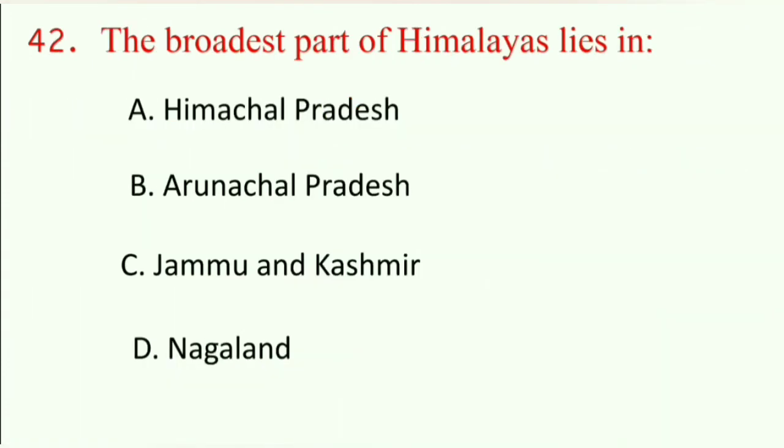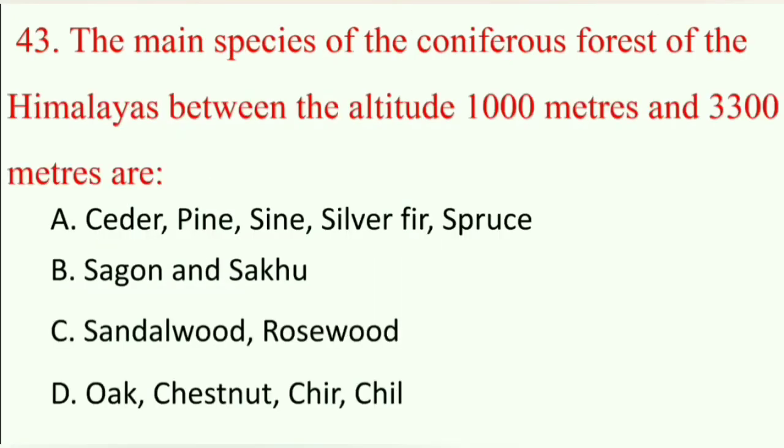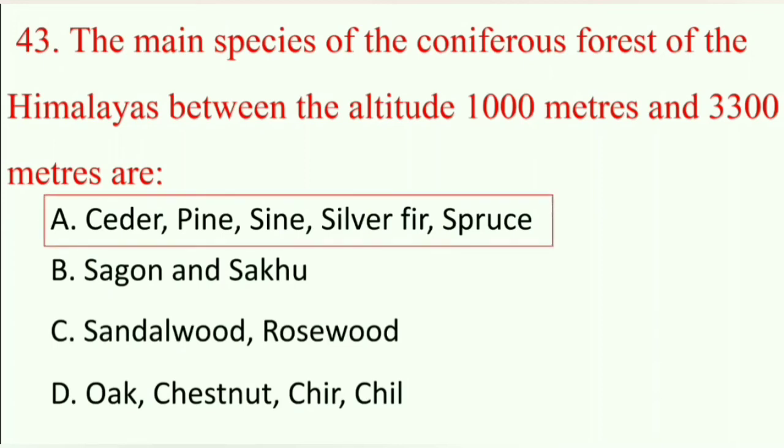Next, the broadest part of Himalayas lies in, answer: C. Jammu and Kashmir. Next, the main species of the coniferous forest of the Himalayas between the altitude 1000 meters and 3300 meters are, answer: A. Cedar, pine, silver fir, and spruce.